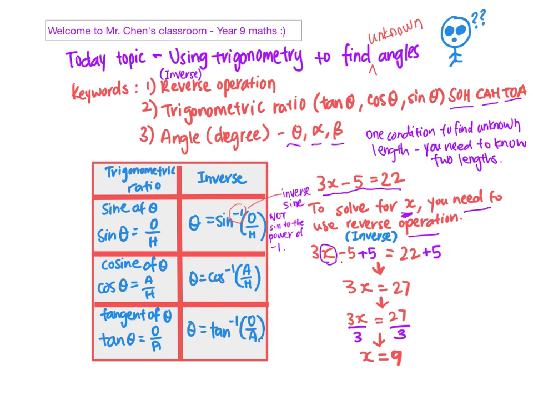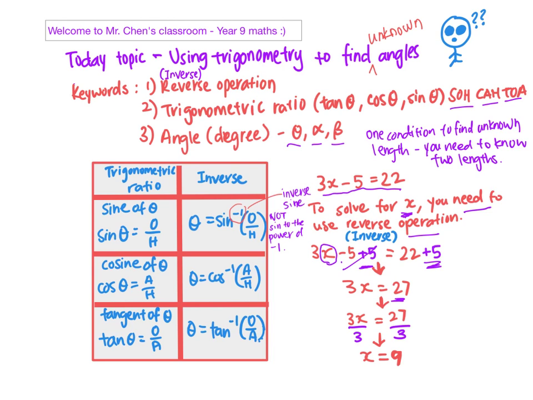You have to do it on both sides. If you notice here, we have 3x minus 5 on this side. We need to get rid of that minus 5 by adding 5 to it, and we have to do it on both sides. Once we've done that, we will have 3x on our left hand side, and on our right hand side we have 22 plus 5, which is 27.